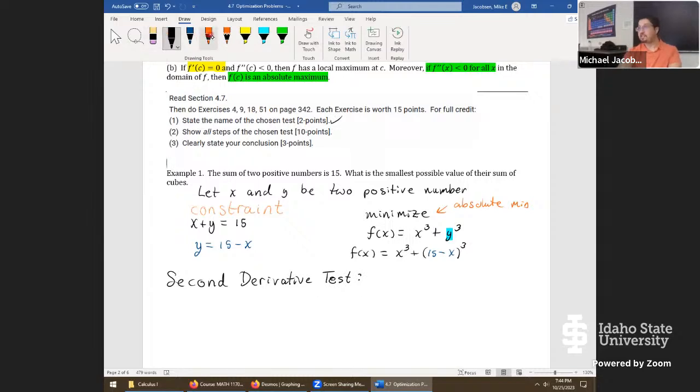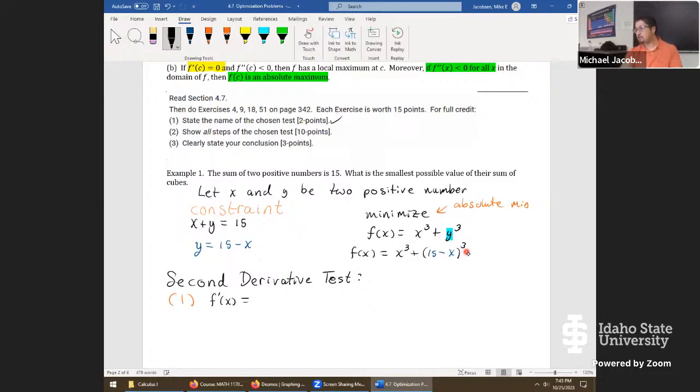So that takes care of the first portion. Next, you have to show all steps of that chosen test. And the second derivative test isn't too bad. Let's run through it again. First thing we have to calculate is the first derivative and get a critical number. So that's our step one. So go back to this f of x, and we're going to differentiate it right away.